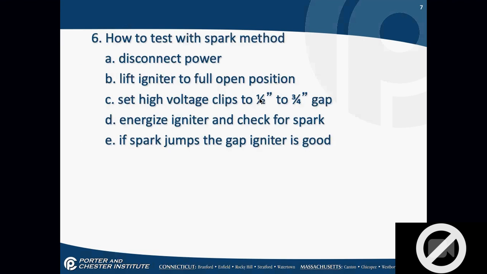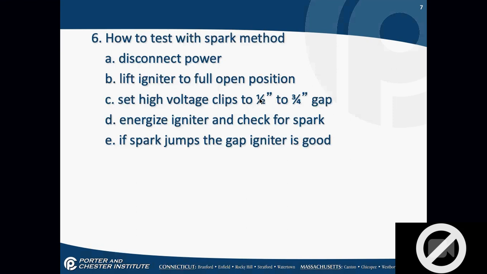So the way we do this, we test with the spark method. We disconnect the power. Whenever you mess with an ignition transformer or igniter, disconnect the power. You lift the igniter to the full open position and you set the clips to about a 1/2 inch or 3/4 inch gap. You energize the igniter and you check for a spark. If the spark jumps, the igniter's good.